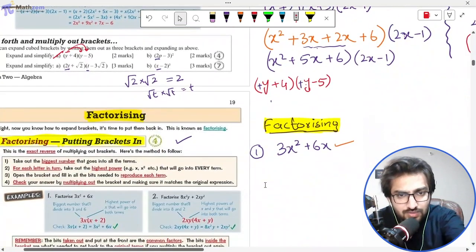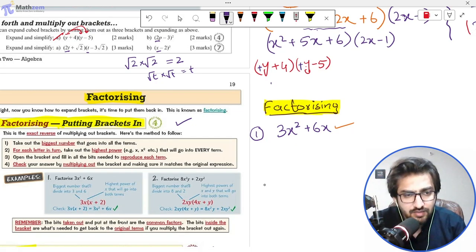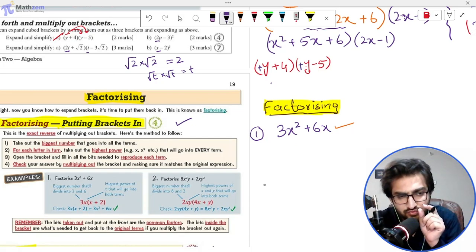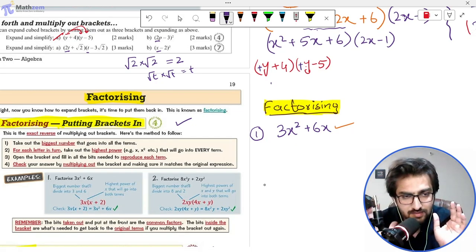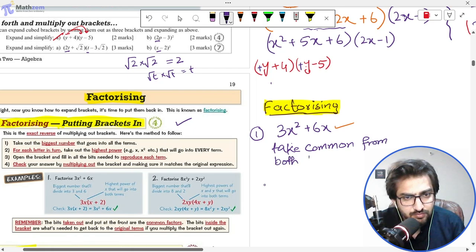So here you can see a bracket is given. By the way, brackets are not there, but there are two terms. First one is 3x square, another one is 6x. We need to take common, this is called taking common, from both the terms.